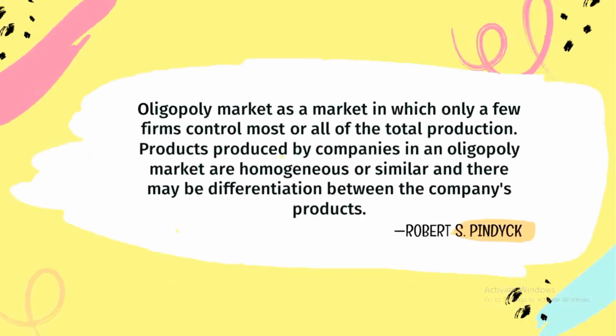Okay, first, I will explain the meaning of the oligopoly market. Well, here are two definitions of the oligopoly market. Pindyck 2005 defines an oligopoly market as a market in which only a few firms control most of the total production. Products produced by companies in an oligopoly market are homogeneous or similar, and there might be differentiation between the companies' products.